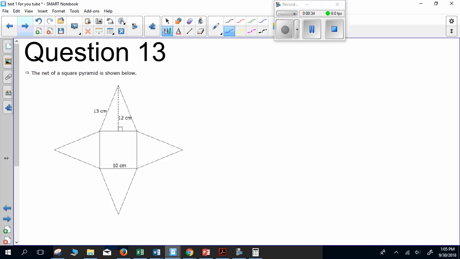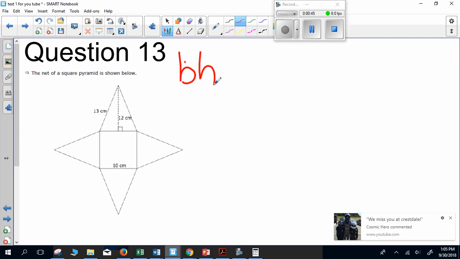Question 13. The net of a square pyramid is shown below. Find the surface area. So the first thing I'm going to do is look at it and write down my formulas. For the triangular parts, I'm going to do base times height divided by 2. And for the center part, I'm going to do base times height.